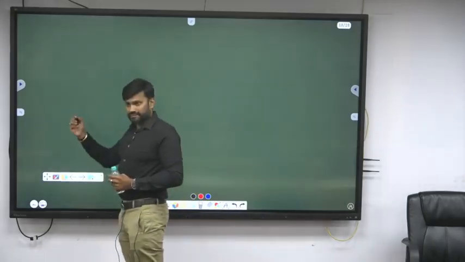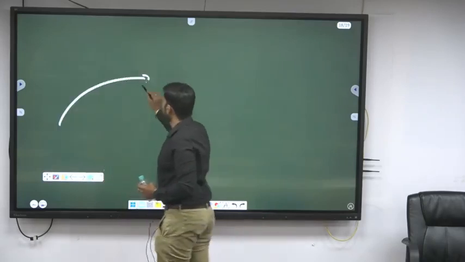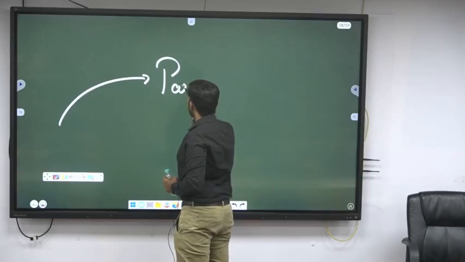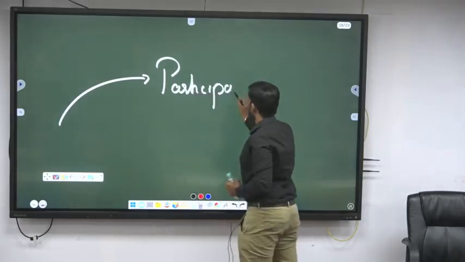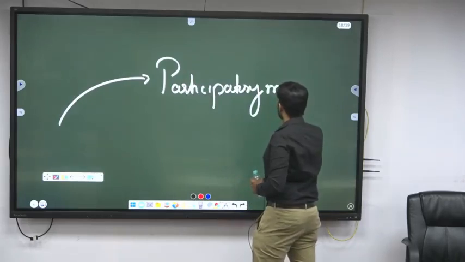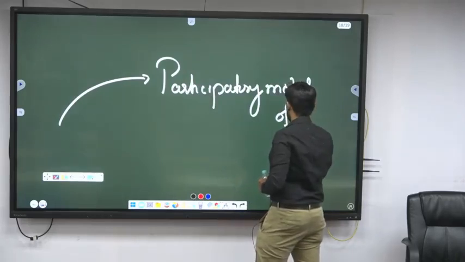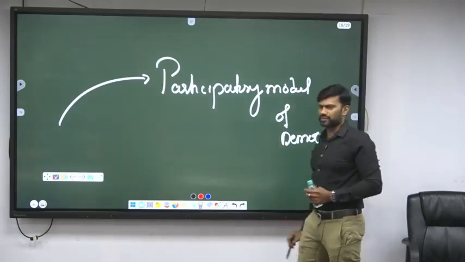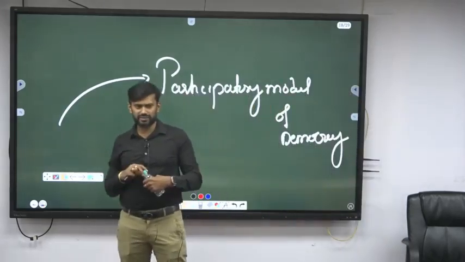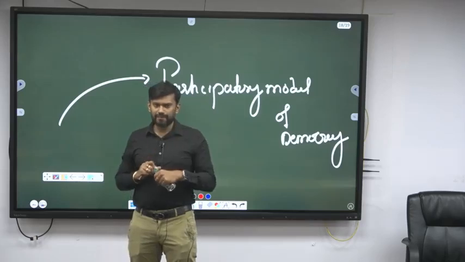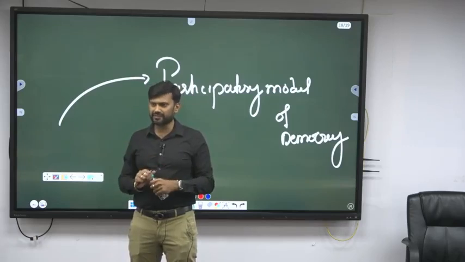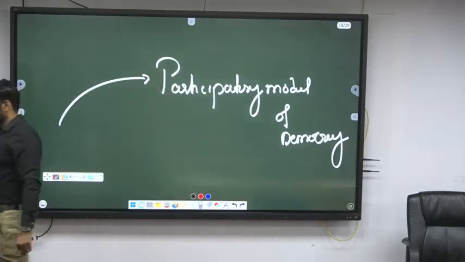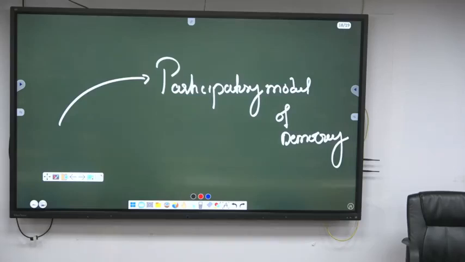Ideally, he believed that the participatory model of democracy was best. What do you mean by participatory model of democracy? Where people participate extensively in the democratic process, where people are not just limited to being passive voters but are actively participating. So I think in polity you would have read, what are the four tools of participatory democracy?